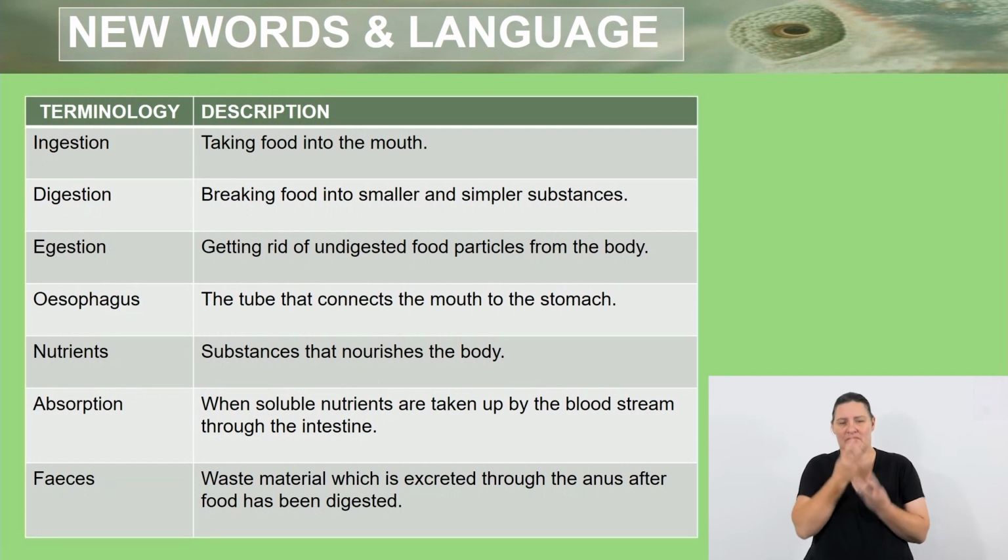And then we have esophagus. The esophagus is the tube that connects the mouth and the stomach. And then we have nutrients, which are the substances that nourish our bodies. We also have absorption, which is the process when soluble nutrients are taken up by the bloodstream through the intestines. And then we have feces, which is the waste material which is excreted or passed out through the anus after the food has been digested. So those are the new terms that we are going to use during this lesson.